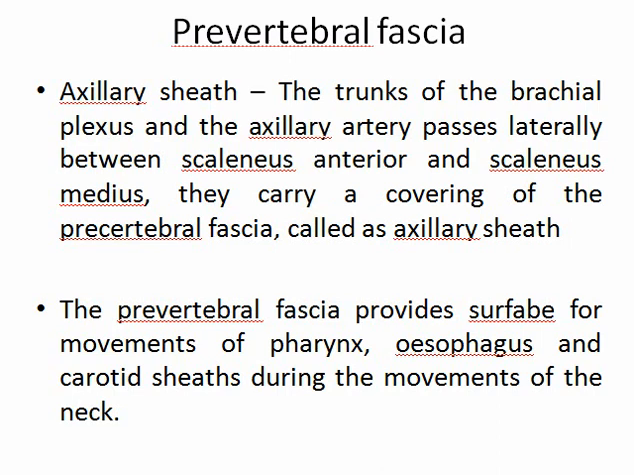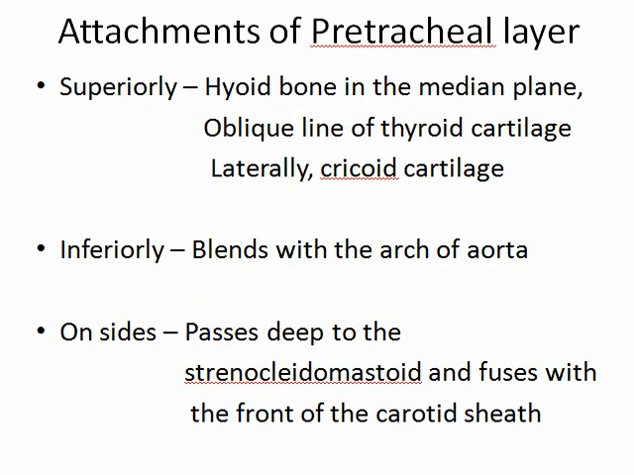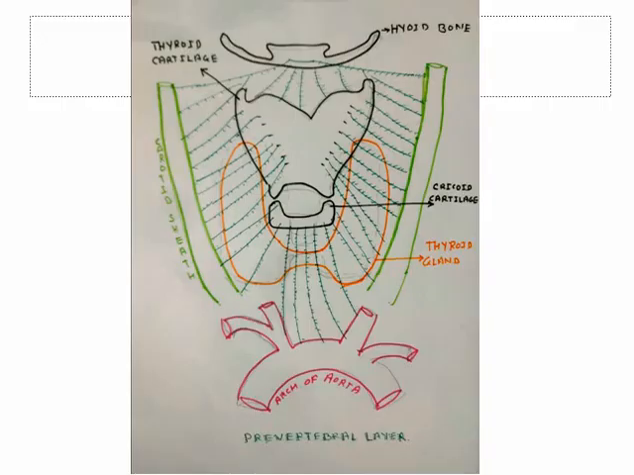Now, this is the prevertebral, okay, we will go to pretracheal. Pretracheal layer: superiorly, hyoid bone in the median plane, oblique line of the thyroid cartilage, laterally to the cricoid cartilage. It blends with the arch of aorta, and on the side passes deep to the sternocleidomastoid muscle and fuses with the front of the carotid sheath. This pretracheal layer, again we will come to this figure.